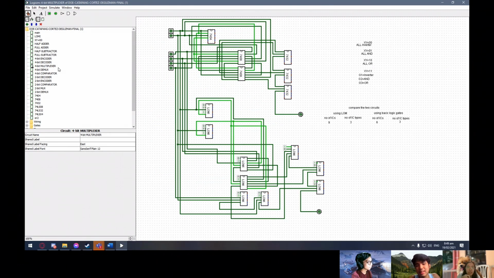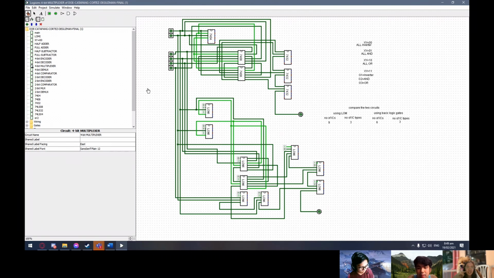So for the 4-bit multiplexer, the 4-bit multiplexer is defined as MUX or MPX. It is a combinational logic circuit designed to switch one of several input lines through a single common output line by the application of a control signal.